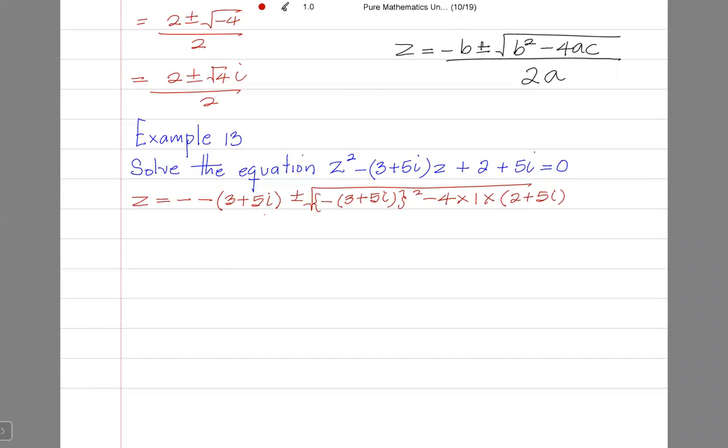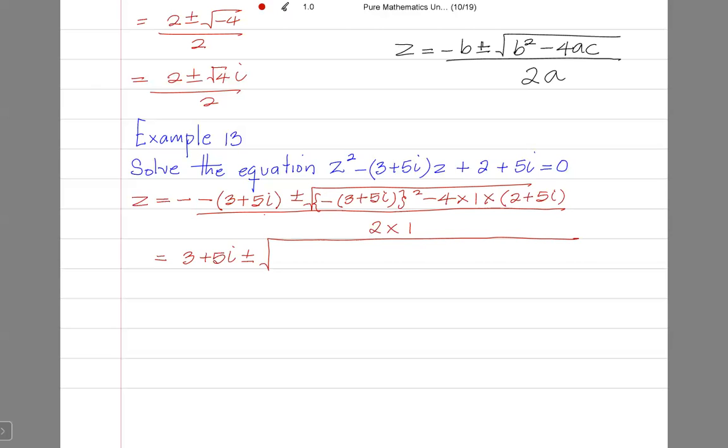And all of this now is over 2 times 1. All right, so let's work down. A negative times a negative is a positive. So this is positive 3 plus 5i. Here, this is plus or minus.